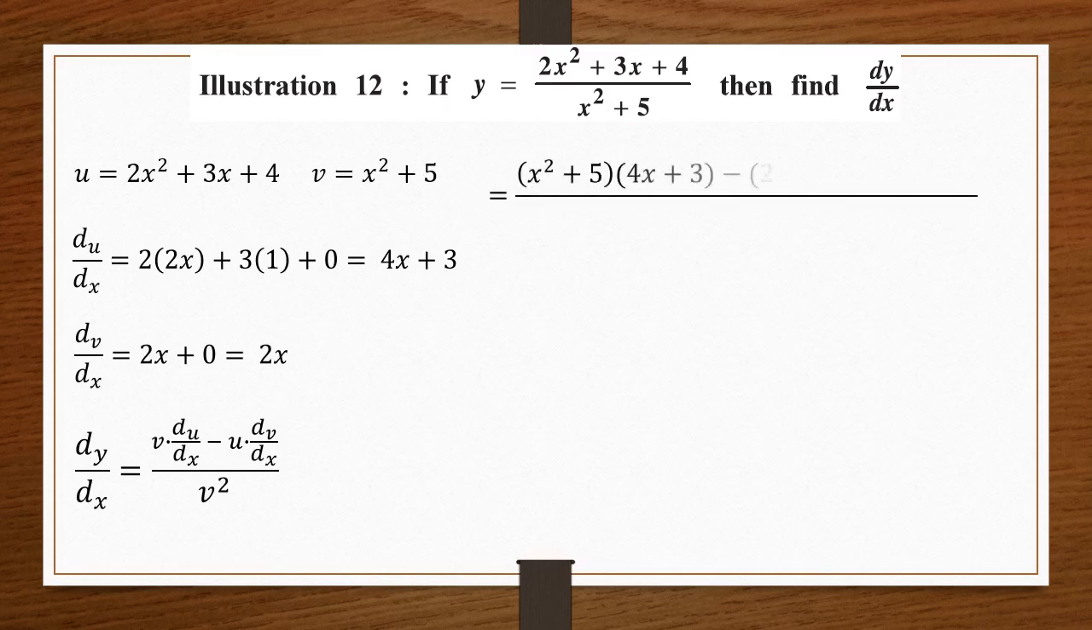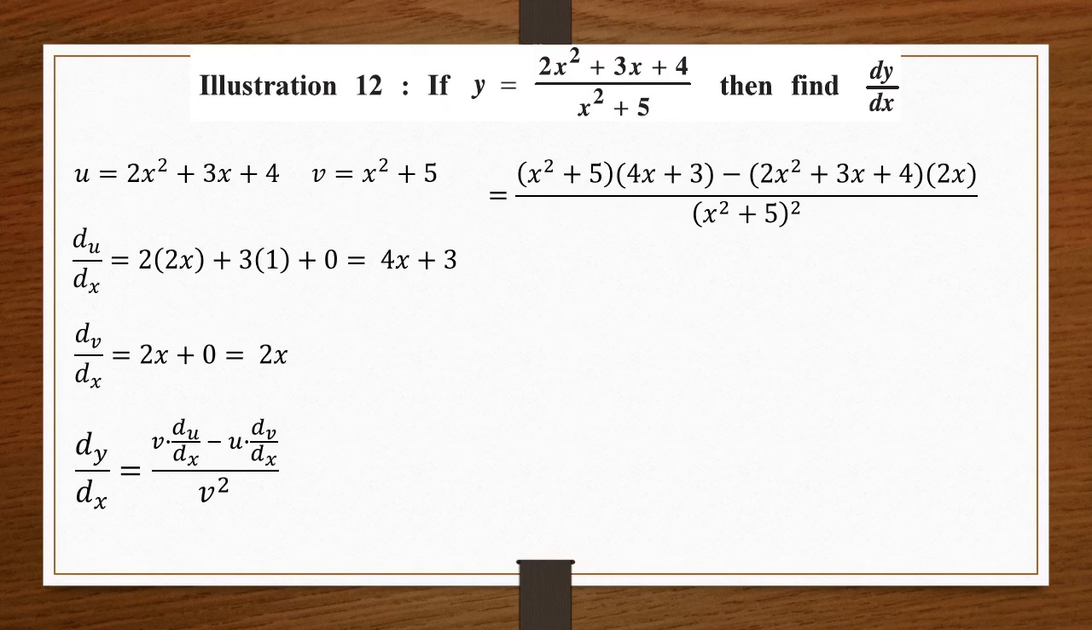We will start by putting down the values according to the question here. First one is v, that is x square plus 5. Then multiply it with du upon dx, that is 4x plus 3. Then minus u, 2x square plus 3x plus 4. Multiply it with dv upon dx, that is 2x. Divide by v square, that is x square plus 5 whole square.